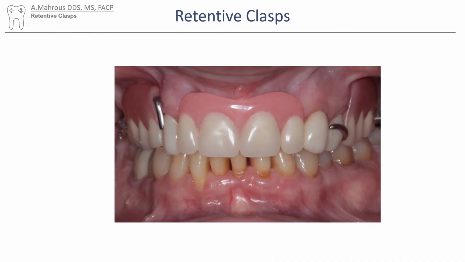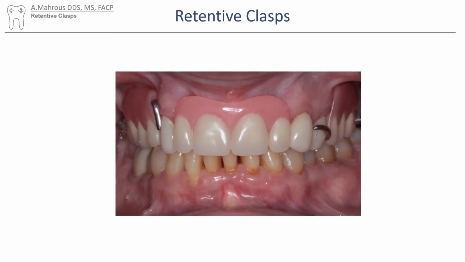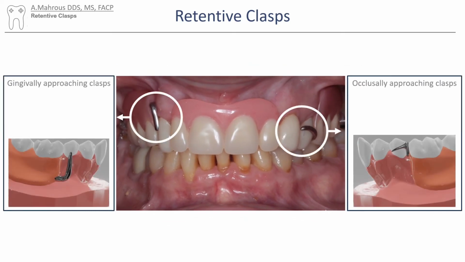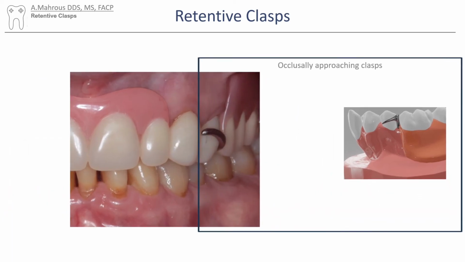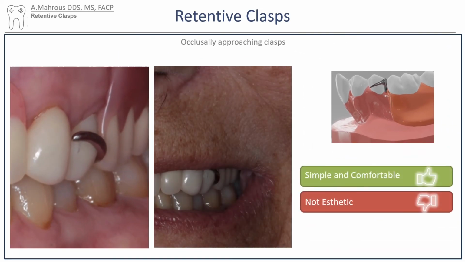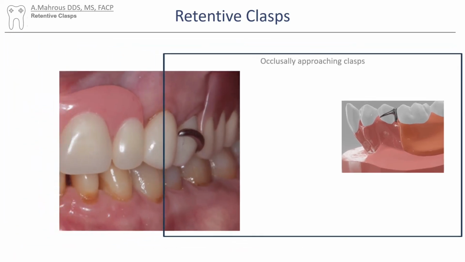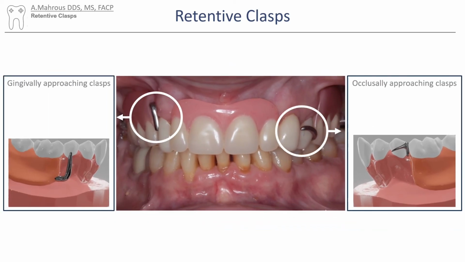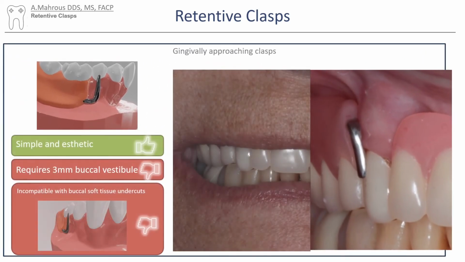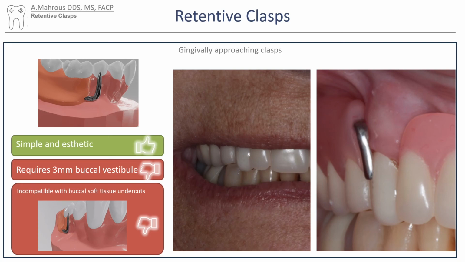Retentive clasps come in two main categories: gingivally approaching clasps and occlusally approaching clasps. Occlusally approaching clasps approach the undercut from an occlusal direction, which makes them relatively simple. However, their presence on the occlusal side of the tooth makes them not very aesthetic. Gingivally approaching clasps approach the undercut from a gingival direction. Because of that, they're more aesthetic.